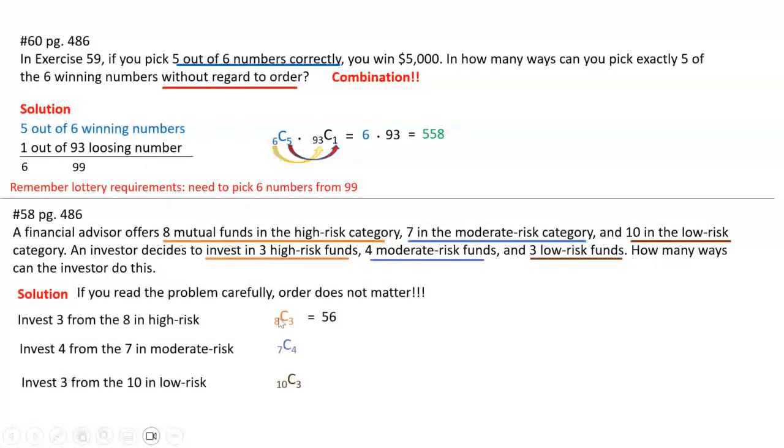Multiply them out. 8 combination 3 will give us 56. 7 combination 4 will give us 35. And 10 combination 3 will give us 120. So 56 times 35 times 120 will give us 235,200 different ways that this can be selected.